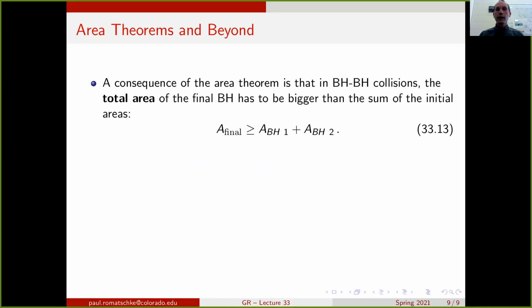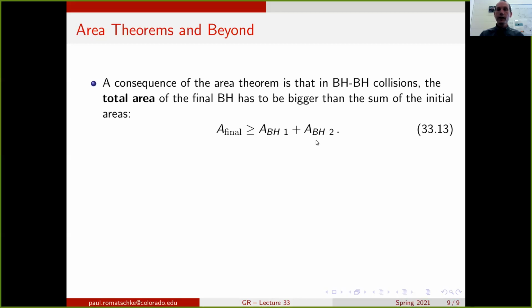As a consequence of the area theorem, we find that if we think about more complicated things, such as black hole collisions, there is an inequality between the total area of the final black hole after these two black holes have collided and the initial areas of the incoming black holes. Basically, the area of the final black hole has to be bigger or equal to the sum of the areas of the incoming black holes.